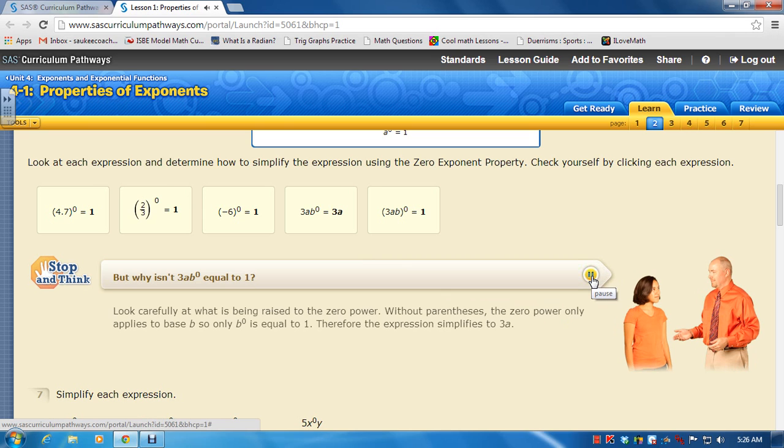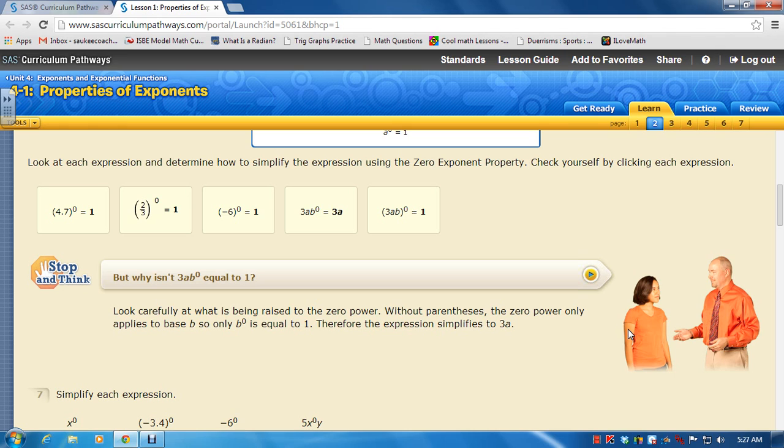But why isn't 3ab to the 0 equal to 1? Look carefully at what is being raised to the 0 power. Without parentheses, the 0 power only applies to base b. So only b to the 0 power is equal to 1. Therefore, the expression simplifies to 3a.